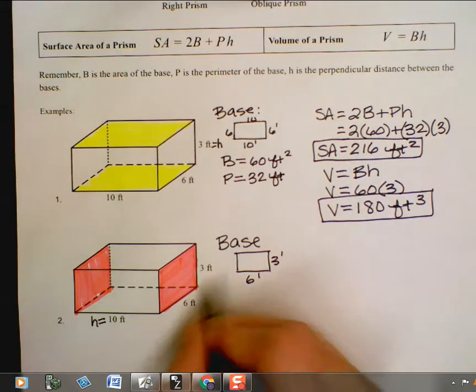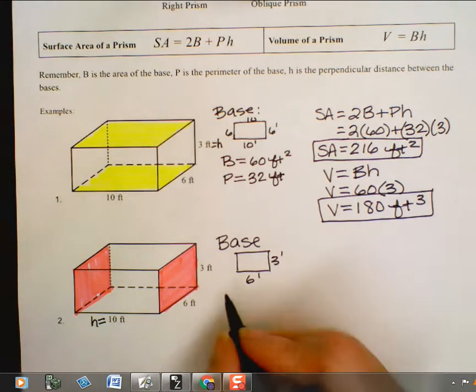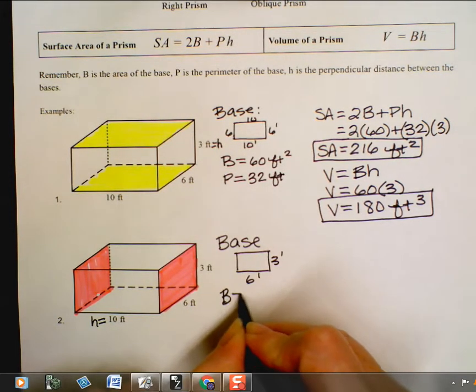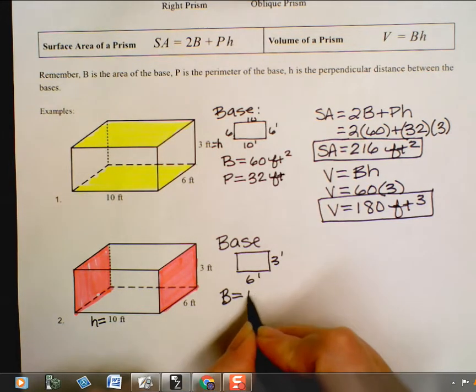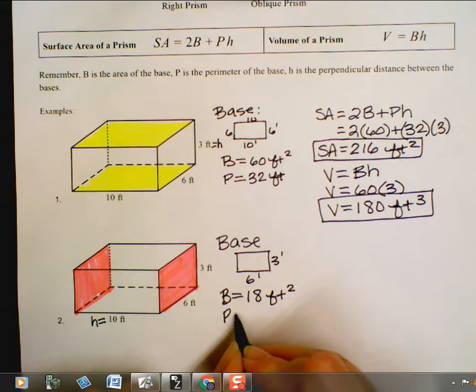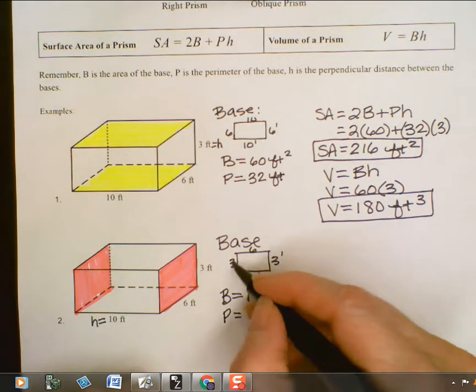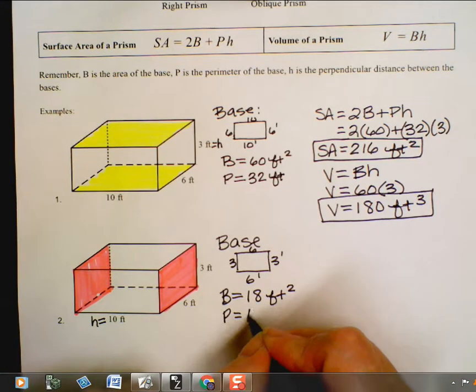So changing the base not only changes the height, it's going to change your capital B and capital P values as well. So the area of my base in this case, 3 times 6, is 18 feet squared. And the perimeter of the base, considering two 6s and two 3s, 12 plus 6, is 18 feet.